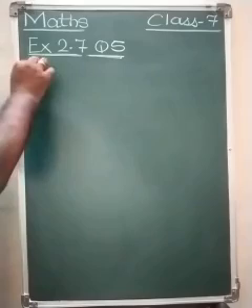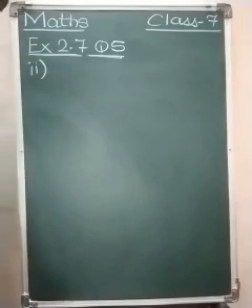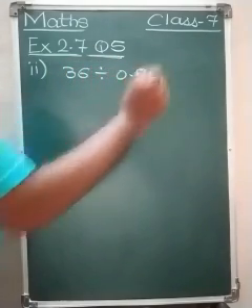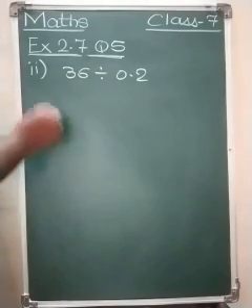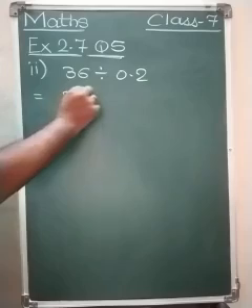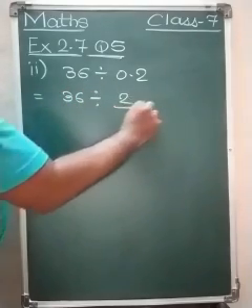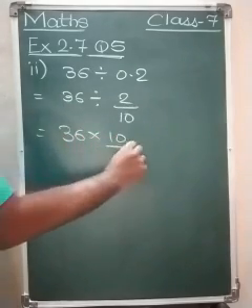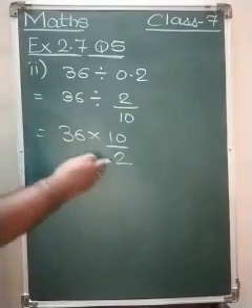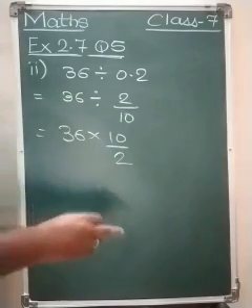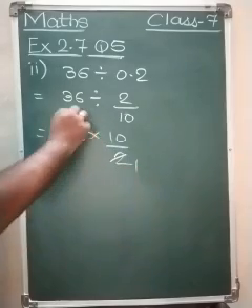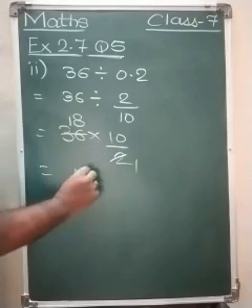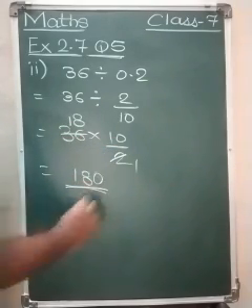One more we will do, second sum. 36 divided by 0.2. Again we'll start. So this equals 36 divided by 2 upon 10. This equals 36 multiplied by 10 upon 2. Now 36 and 2 have common factors. So 2 ones are 2, 2 18s are 36. So this equals 18 multiplied by 10. So the answer would be 180.